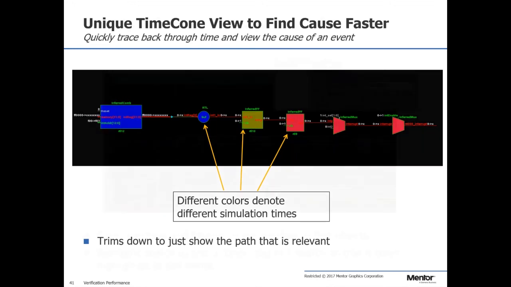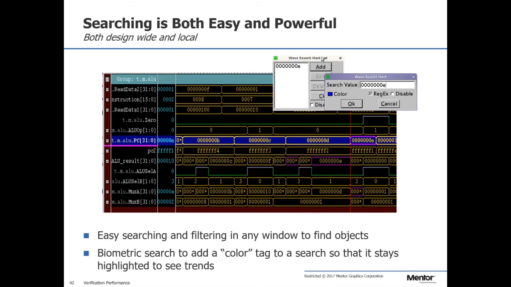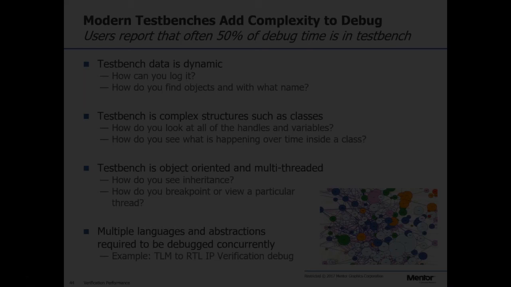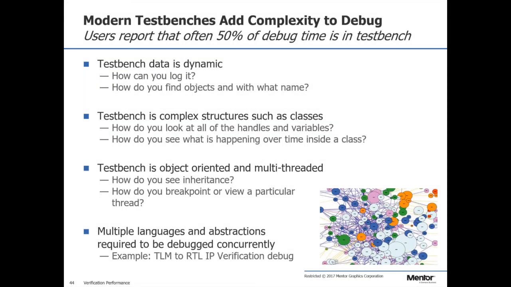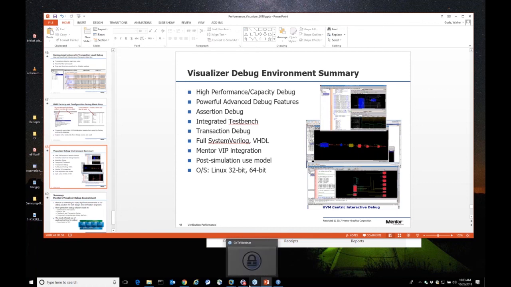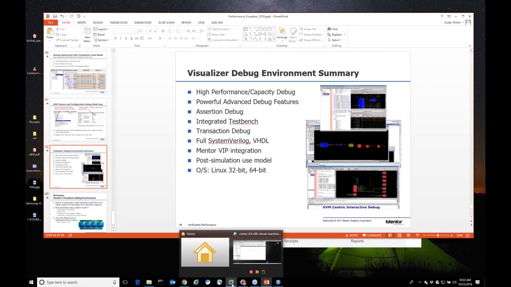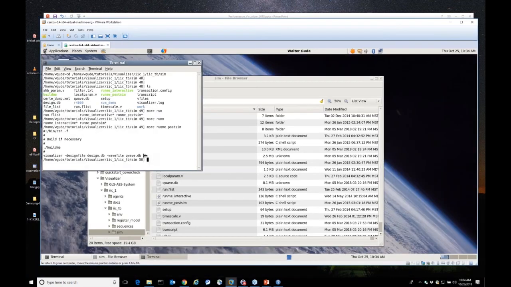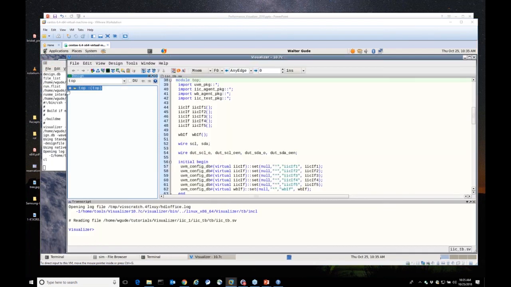There's a lot of different search engines. There's an assertion viewer. One thing is that Visualizer is currently only available on the Linux platform. We're a little over time, but I want to at least real quick bring up Visualizer just to show you. I've already run a simulation here, so let me just bring up Visualizer real quick. So real quick, run through Visualizer.